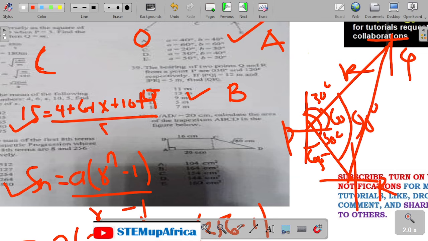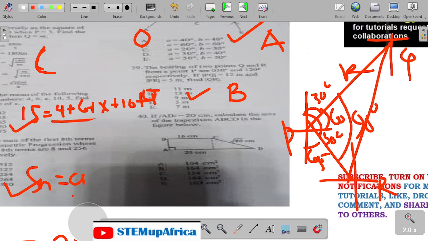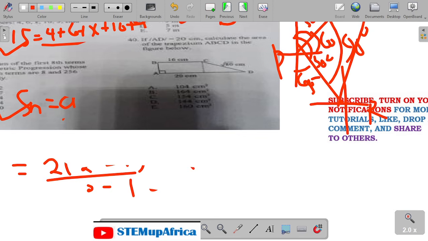So let's see question 40. 40 says we should find the area. This is easy. So let's get the height of the trapezium. Here is 16 also. Here, that means here is 4.